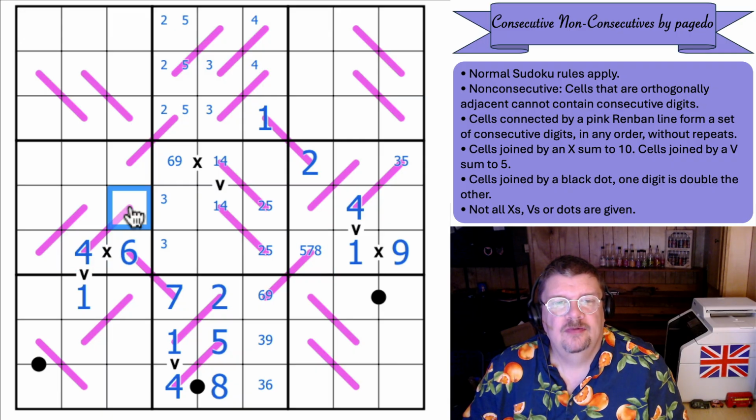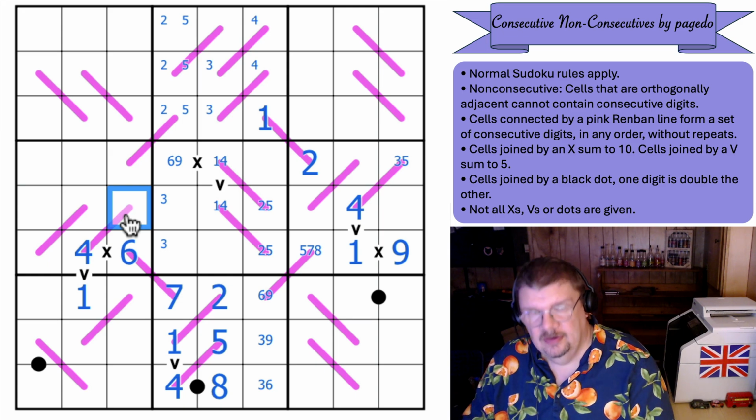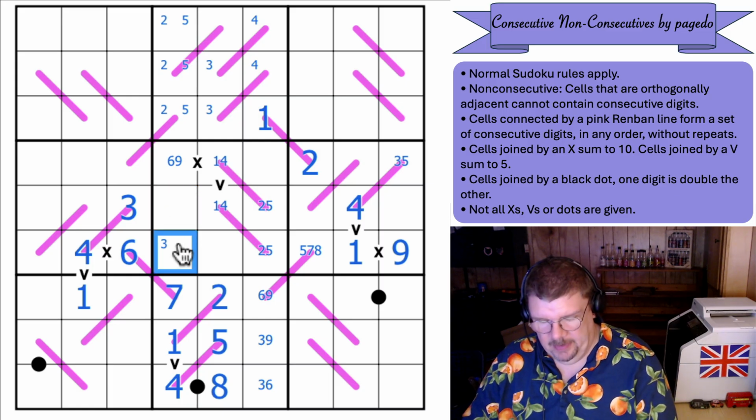This 4 makes this a 3 or a 5, but it can't be a 5 because of that 6. So that is a 3. That now can't be a 3. That makes this a 3.